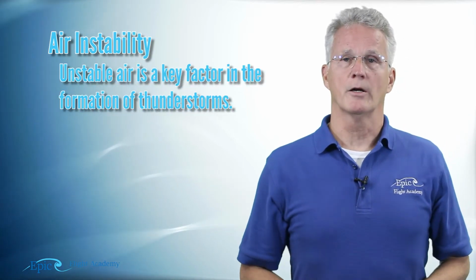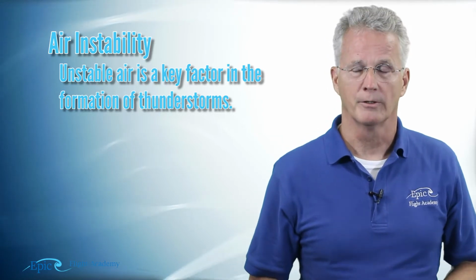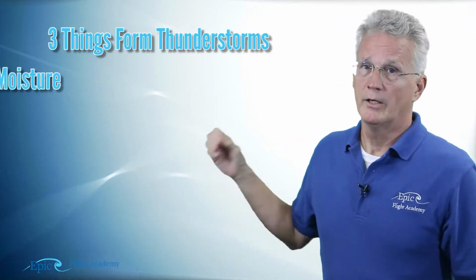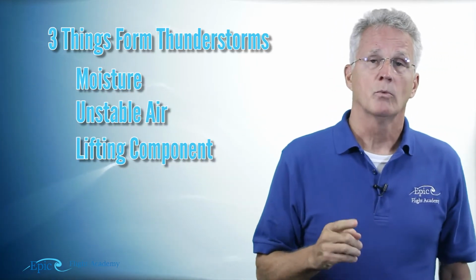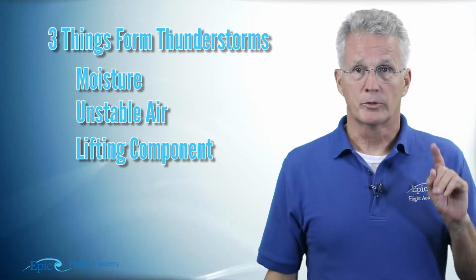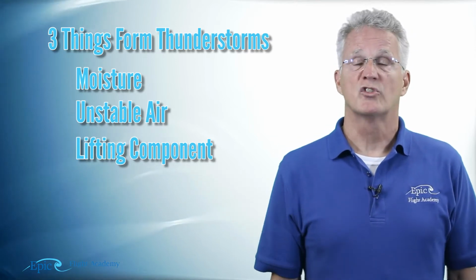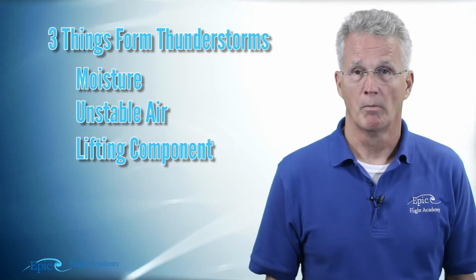Now, thunderstorms are all about air stability, and in particular, instability. Unstable air is a key factor in the formation of thunderstorms. In fact, for a thunderstorm to form, we need three specific things, and you can see those listed here. Number one, we need moisture in the air. Number two, we need unstable air. And number three, we need some type of lifting component.